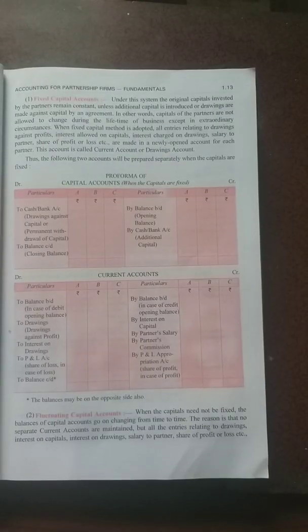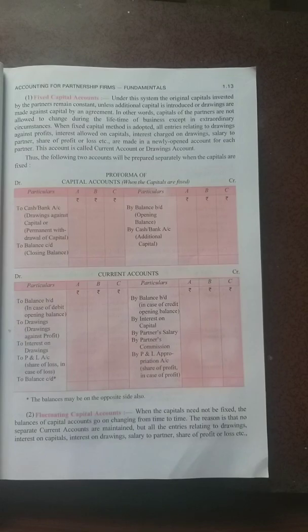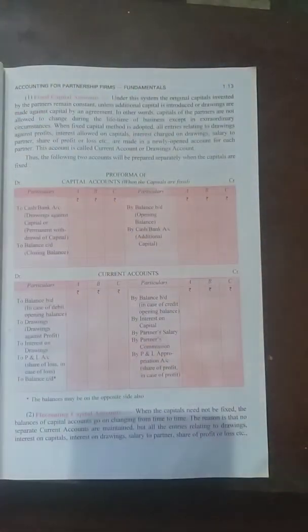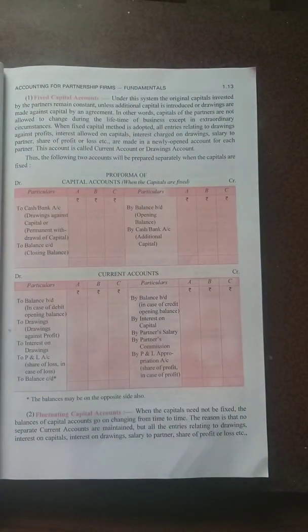We have started with the Part A book, volume 1, that is, we are talking about partnership. We have started the first chapter, that is fundamentals, and this is the second part of that chapter. Earlier we talked about how to prepare the trading account, P&L account and balance sheet. Along with that we also learned how to prepare the P&L appropriation account.